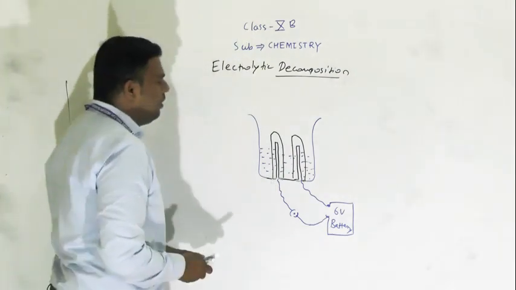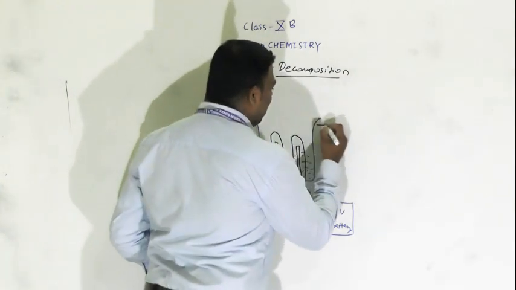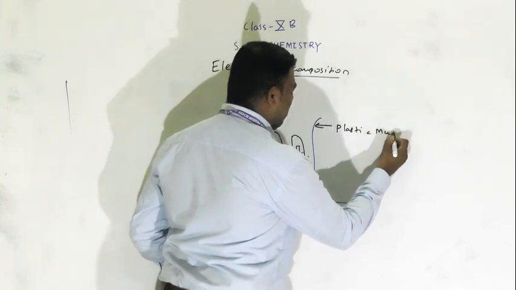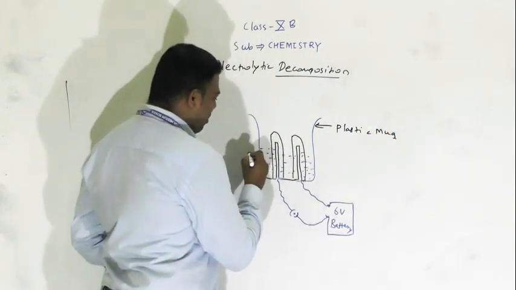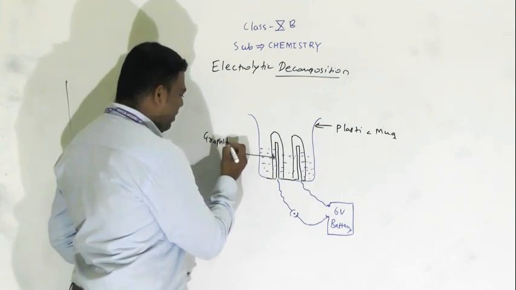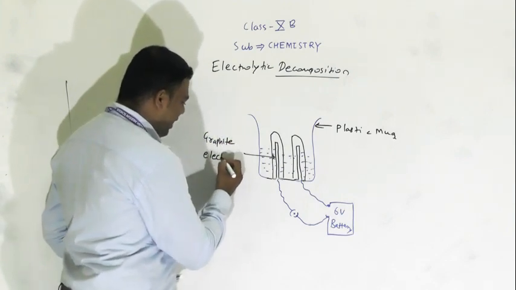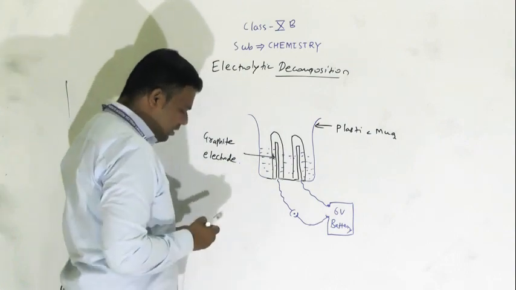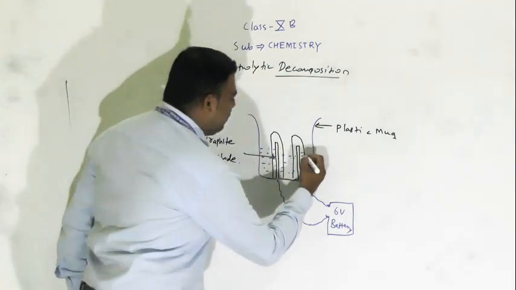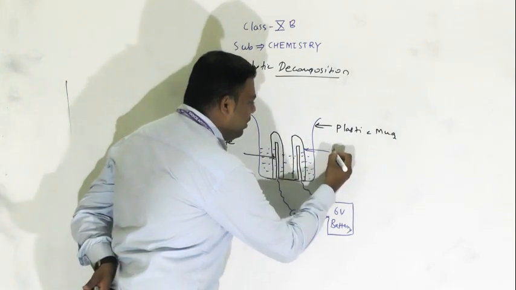Now see, these are your plastic mug. Okay, these are what? Your graphite electrode. Okay, now here after this, so see here, these are what? Your test tubes.